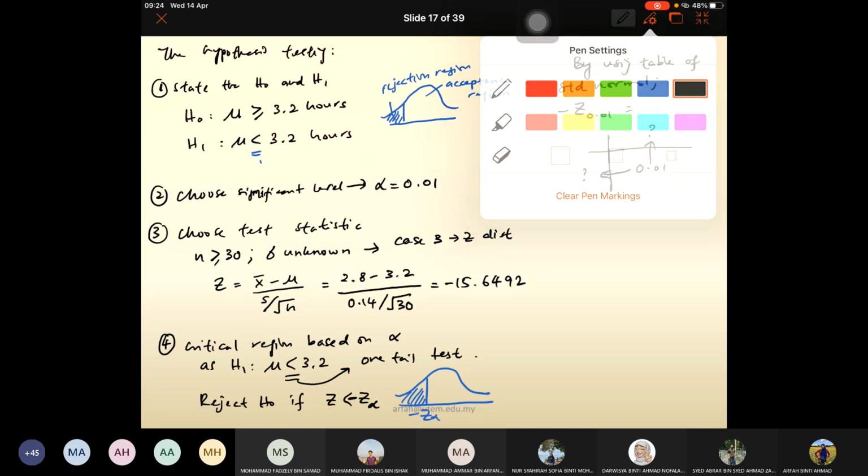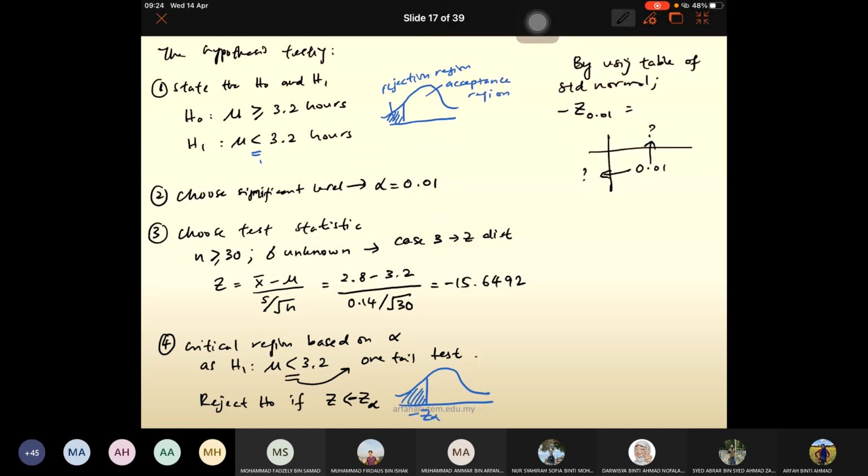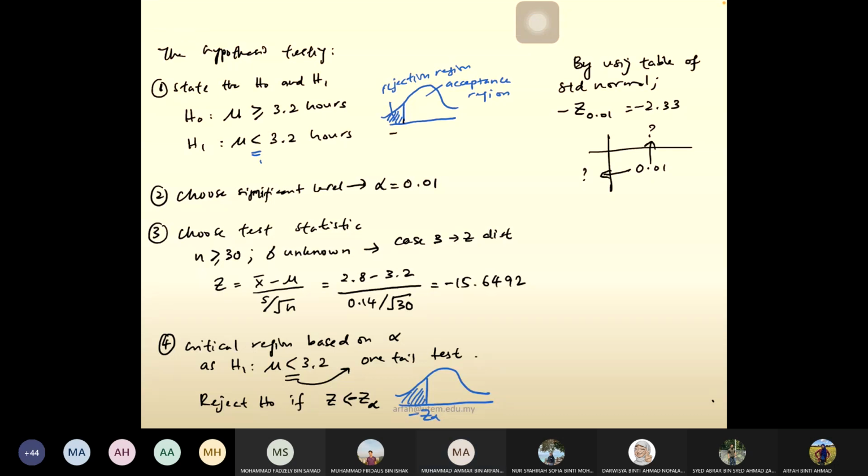Berapa? Nilai Z 0.01. Negatif berapa? 2.33. Okay, betul. Negatif 2.33. So dapat dekat sini adalah negatif 2.33.